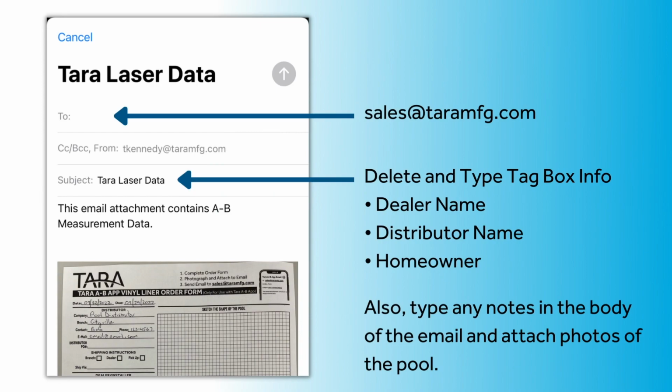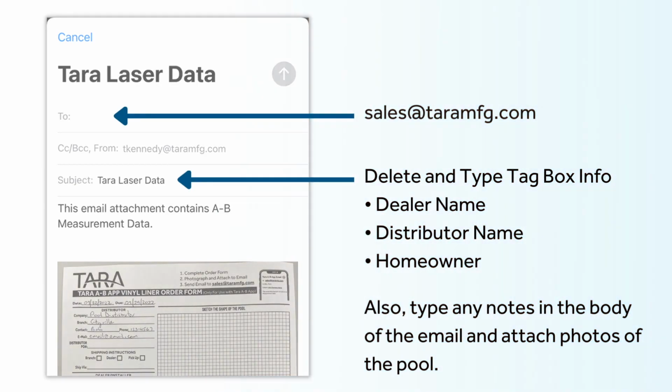For the subject of the email, delete Terra Laser Data and replace it with the dealer name, distributor name, and homeowner, just like you would with the tag box. This will make it easier for inside sales to track the order form. It also prevents confusion like multiple orders for the same liner. Once the order is sent, we can begin working on it.